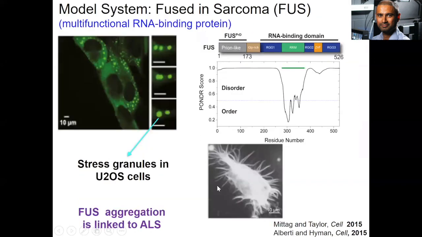Okay, so our model system was a protein called fused in sarcoma, and this is a multifunctional RNA-binding protein. The relevance of studying the phase behavior or aggregation of this protein comes from its biological features, such as the protein is localized in one of the major membrane-less organelles, cytoplasmic stress granule, and the protein undergoes aggregation in ALS, which could be contributing to the pathobiology related to this particular protein misbehavior.